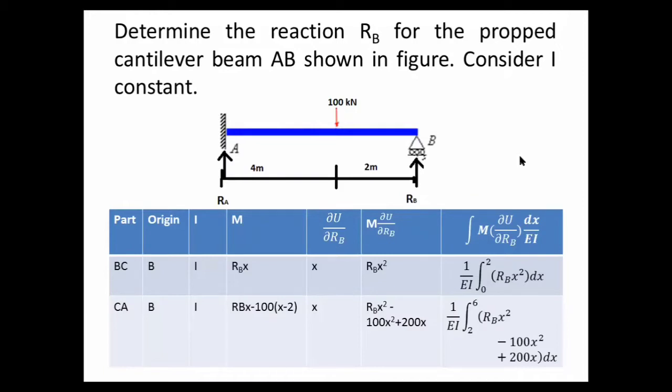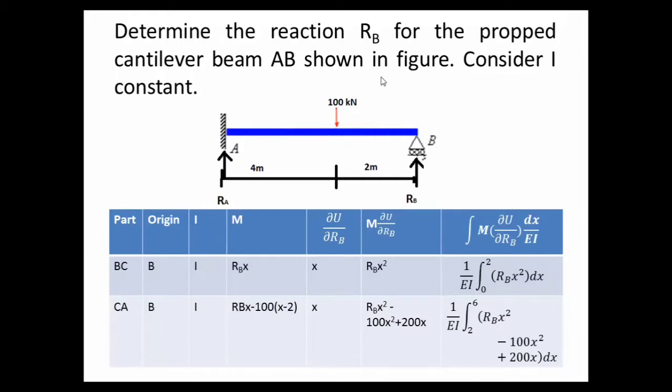We have this beam AB and an external load of 100 kilonewton is applied. The total span is 6 meters, and from support A the load is at 4 meters, and from support B the load is at 2 meters distance. This we know. Now I shall assume that this point is C, where the 100 kilonewton load is applied. What is our aim? I have to find reaction RB.